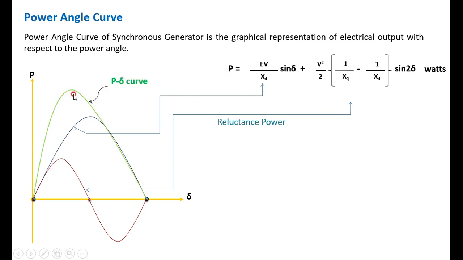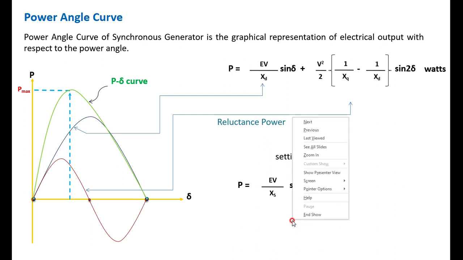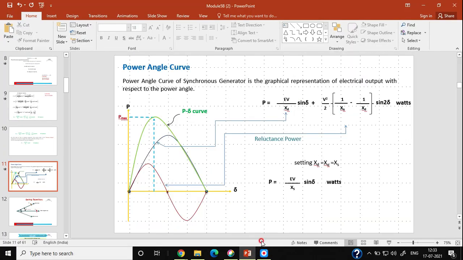You can observe here the maximum power occurs at less than 90 degrees because it is a salient pole machine with non-uniformity of the air gap. That is, the maximum power occurs when this angle delta is less than 90 degrees. Okay, that is P max. This is how we have to derive the power angle equation for the salient pole type of machine.